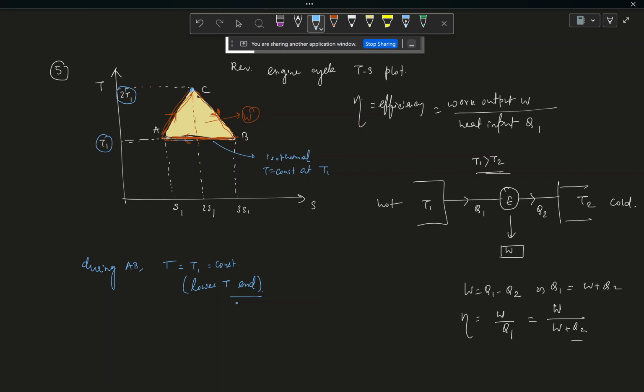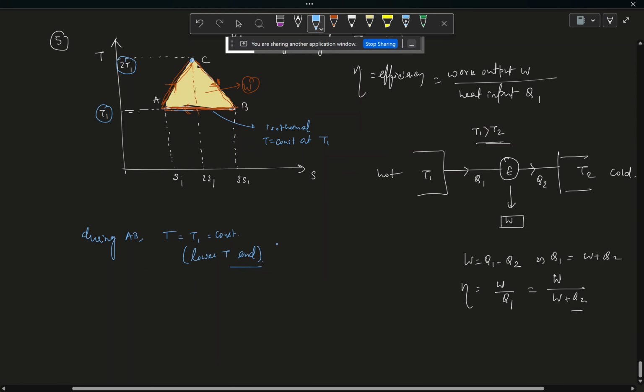That means it is at the cold body side, right? So as per the Carnot engine's formulation, at the cold body part at the lower temperature T2, you have the heat being dumped. So in this process of A to B, your heat will be going out or released from that engine, right?